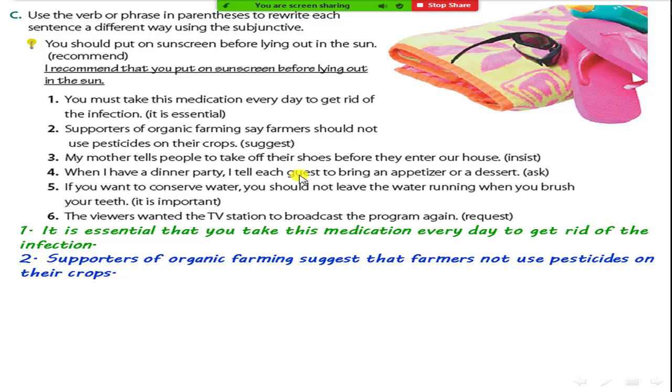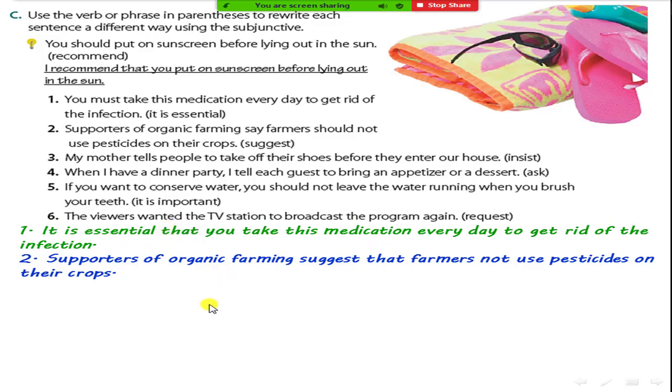My mother insisted people take off their shoes before they enter our house. Insisted that. Okay, use that after insisted, put that like this. Suggest that. It is essential that.